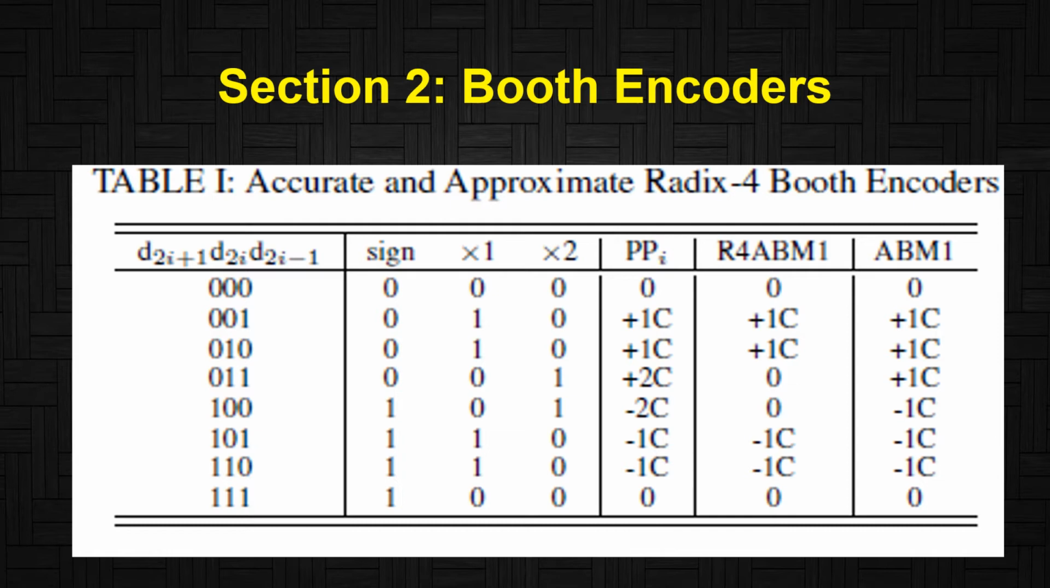In the technical literature, two approximate radix-4 encoders have already been proposed, R4-ABM1 and R4-ABM2. The plus or minus 2 times the multiplicand is replaced by 0 and plus or minus 1 respectively. Because of this approximation, not only is the encoder simplified, but it also reduces the logical complexity.